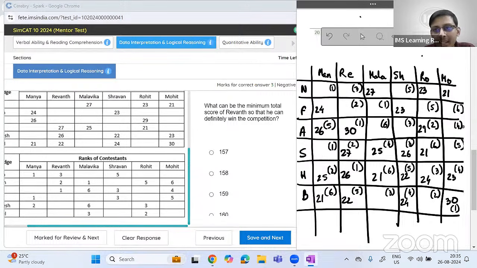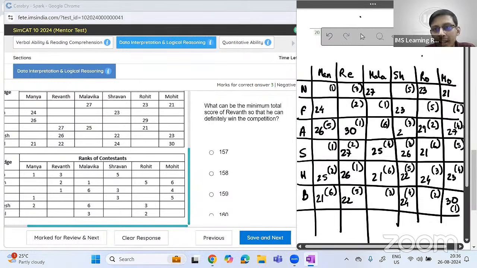5 is 26. 6 will be lower than that. 4th will be better. Okay. 3rd and 4th have to be better than 5, better than 26. So have to be 27, 28, because then we have 29, 30. So this will be 27, this will be 28.